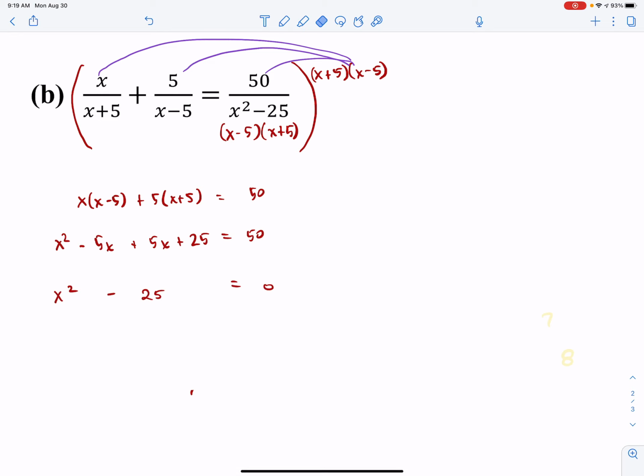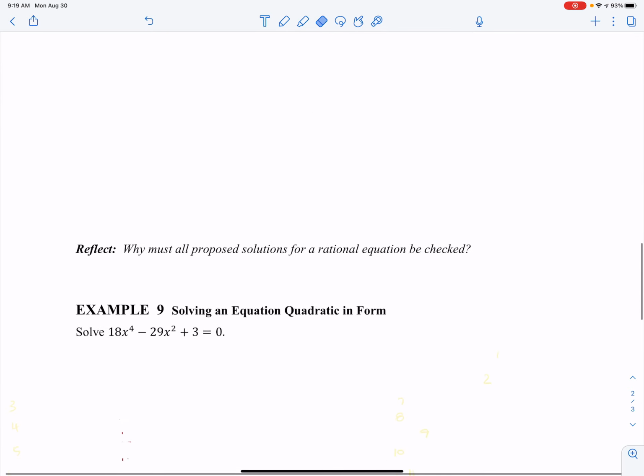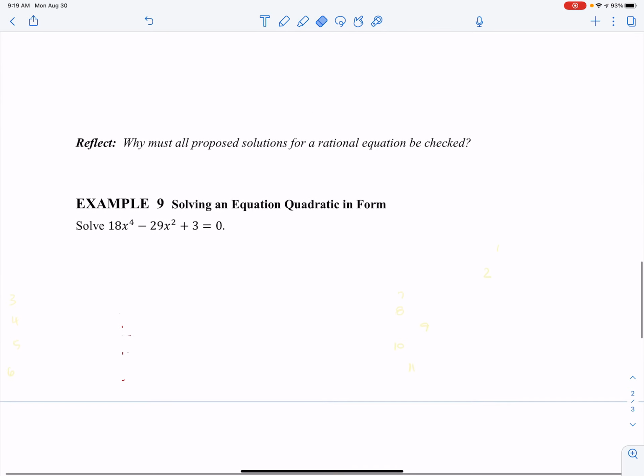When we combine like terms, notice that I have a difference of two perfect squares. So when I factor this, this is going to be an x plus 5, x minus 5. And when I solve, I'll have x equals a positive or a negative 5. When I go and check my solution, notice that neither of these solutions is going to be a good solution, so I have to throw out both solutions. So in this particular case, I have no solutions that will work. And then we'll go down to example number 9.